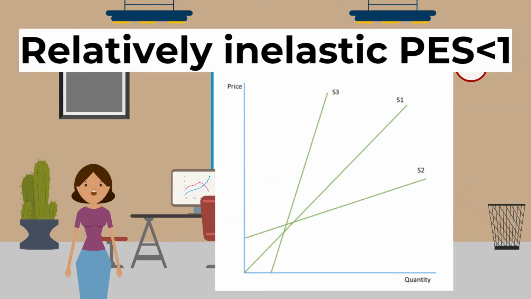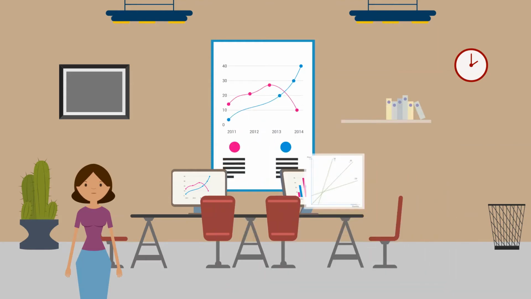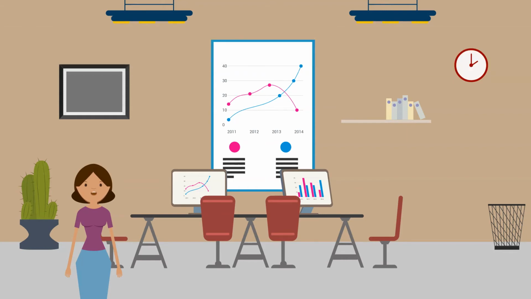Relatively inelastic PES is where PES is less than 1. This is where the quantity supplied changes by a smaller percentage than price, so supply is relatively unresponsive to price. The curve will be steep, starting on the quantity axis. Perfectly elastic PES is where PES is infinity. This is where a change in price means that the quantity supplied falls to zero and supply is very responsive to price. This would be shown by a horizontal line.